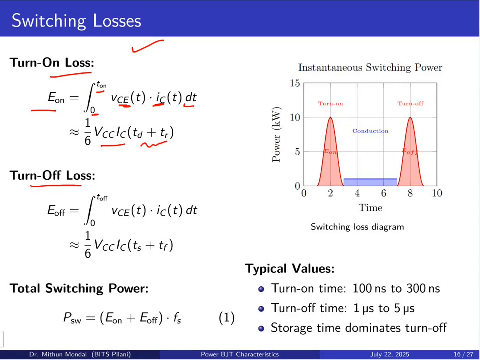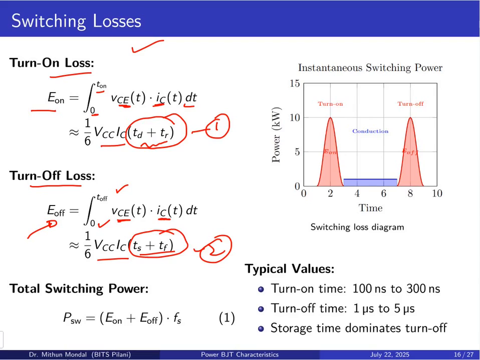For turn off losses, E off is from 0 to T off, the product of collector to emitter voltage and collector current integrated with respect to time. So you will get 1/6 VCC times IC times the summation of TS plus TF. If you see these two expressions, they are more or less the same. The only difference is in the time expression. Here you have delay time plus rise time. Here you have the storage time plus fall time.